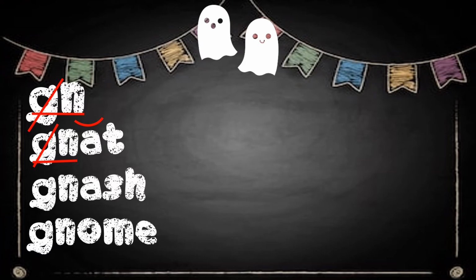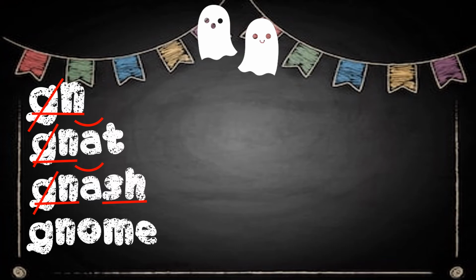Let's look at our next word, gnash. At the beginning of the word, I see that we have ghost letter, digraph, G, N. We need to cross out our ghost letter. I also see that we have another digraph, SH, at the end of the word. And I see that we have a vowel followed by a consonant. So the A is going to make its short sound.